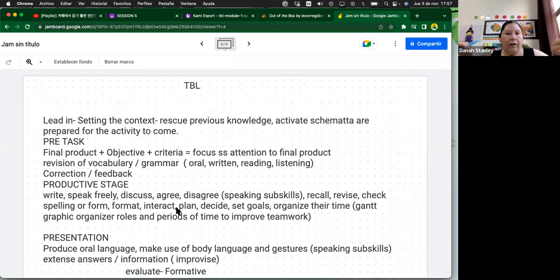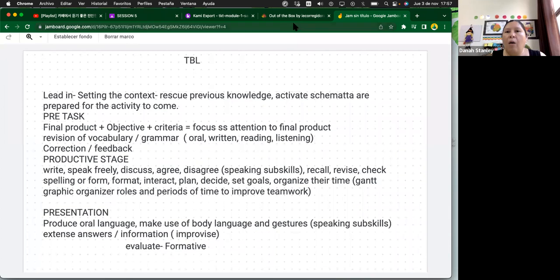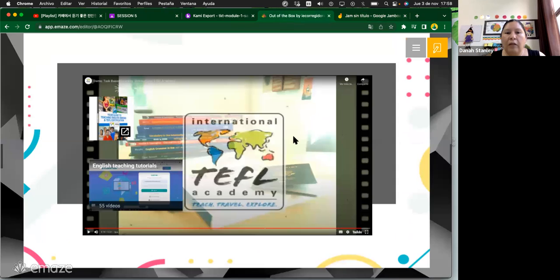So to standardize, I suggest you use rubrics and very specific criteria and share the criteria with your students so they can have co-evaluation and self-evaluation. All right. Questions about task-based learning?